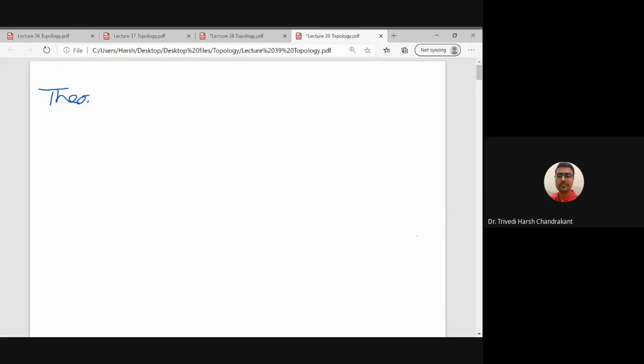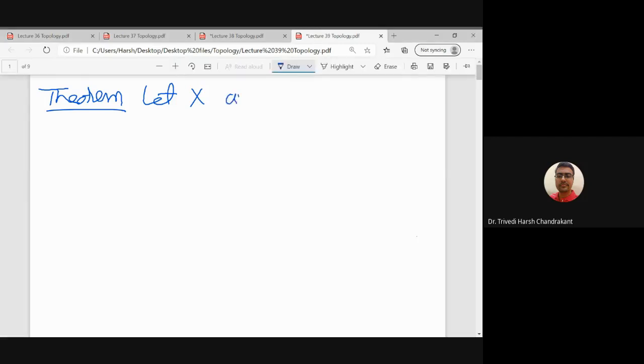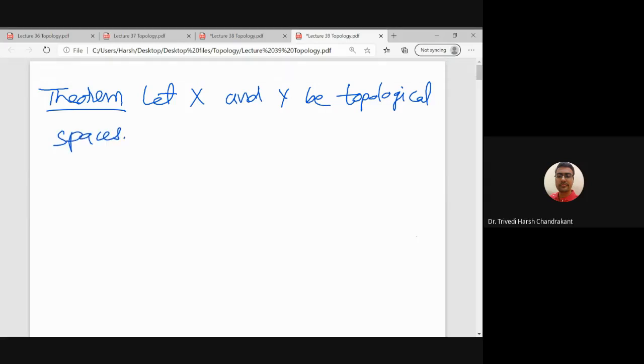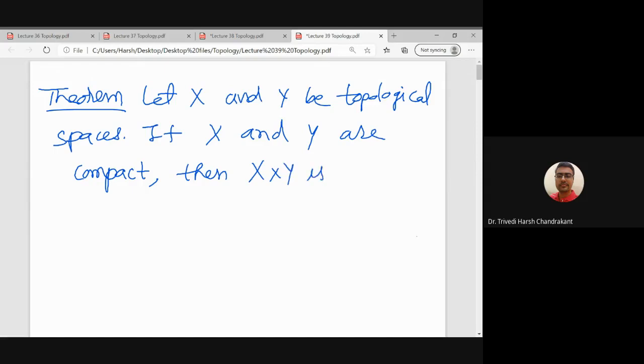So the statement of the theorem is that let X and Y be topological spaces. So they have a topology, and with respect to that topology, they are compact also. Then if X and Y are compact, then X cross Y is also compact. So X cross Y is compact with respect to the product topology.